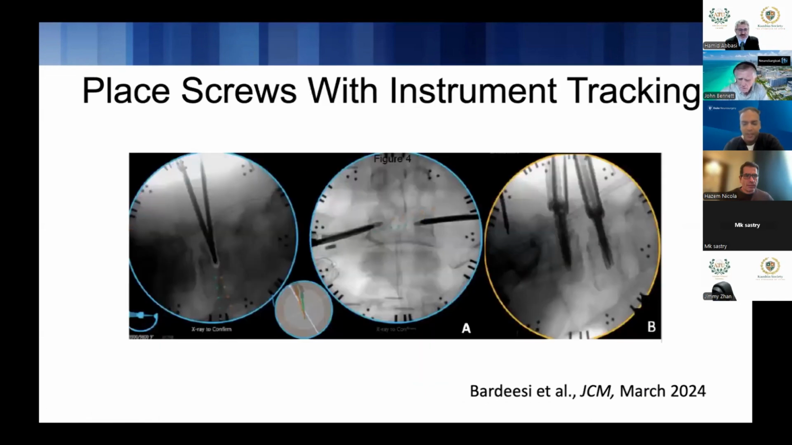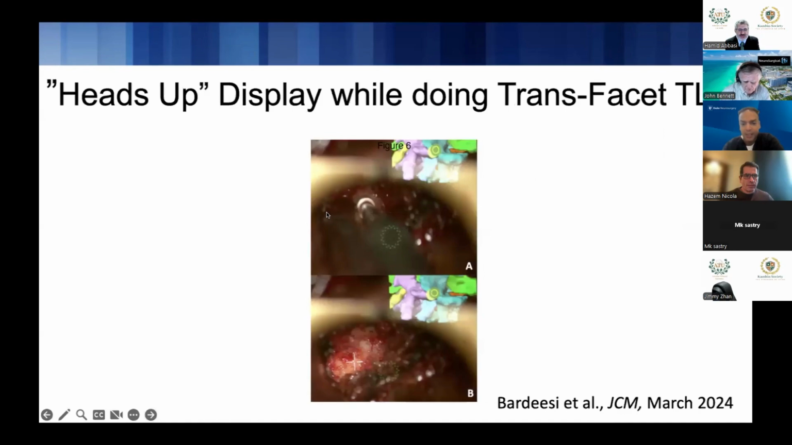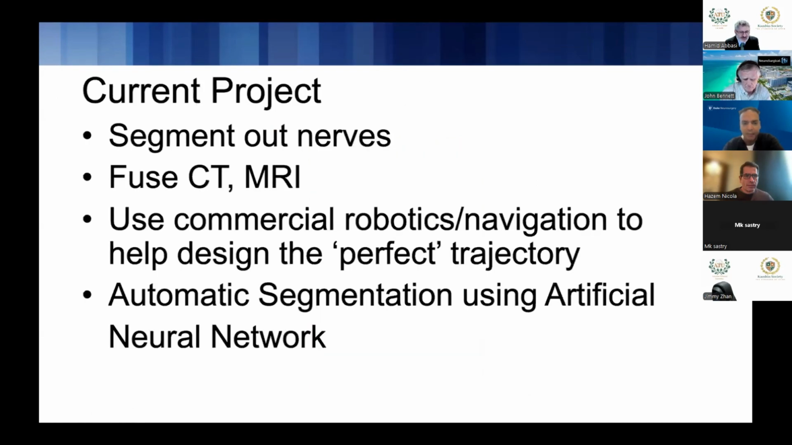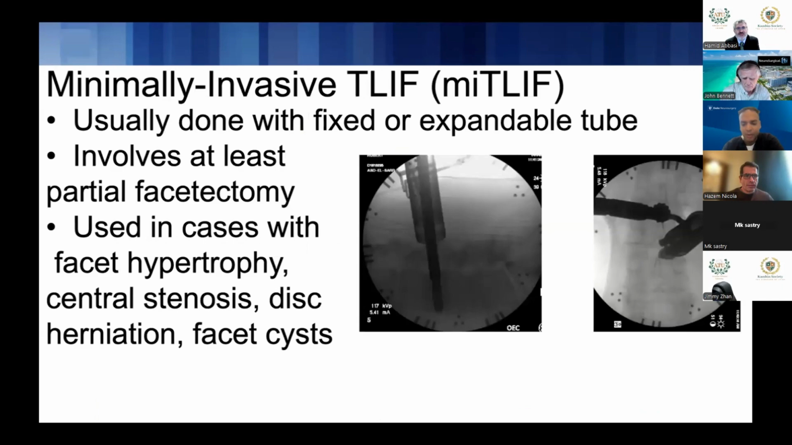We put in the screws, and then it's my standard operating procedure to get a CT scan, make sure my screws are good. And then we're able to merge the intraoperative CT to the preoperative MRI. As I'm drilling in the transfacet pathway, I have this augmented reality or heads-up display telling me where I am and making sure that it's safe. Right now, we're manually segmenting out the nerves, but we're working on automating this so that it can become part of anybody's armamentarium.